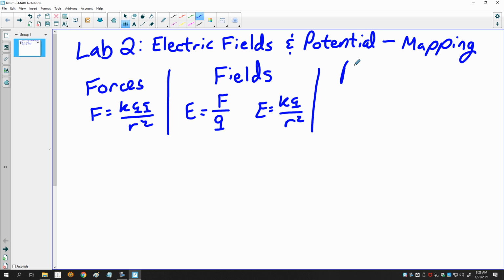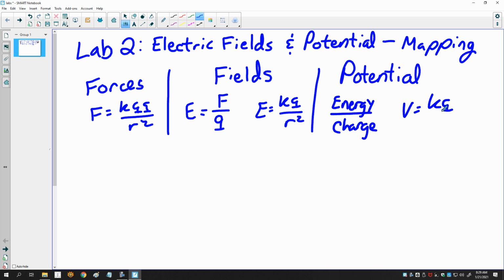And then finally, potential. Later, we'll use voltage to refer to this. We'll have a whole chapter on potential. And potential is an energy per charge. The way that we calculate potential is V equals KQ over R. So those are the three big ideas that we're dealing with in these electricity chapters: forces, fields, and potential.